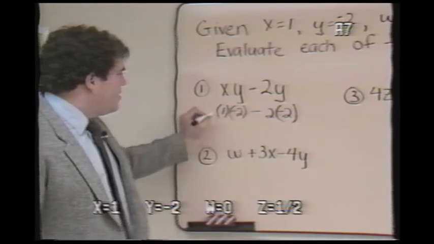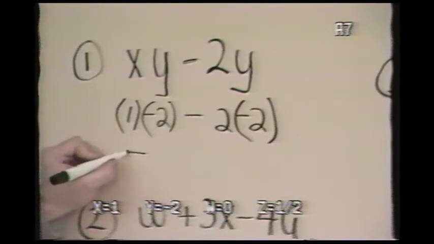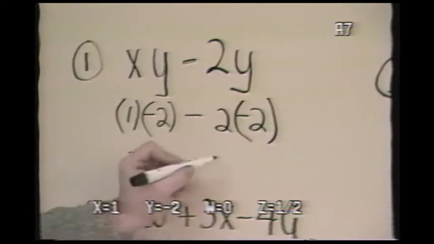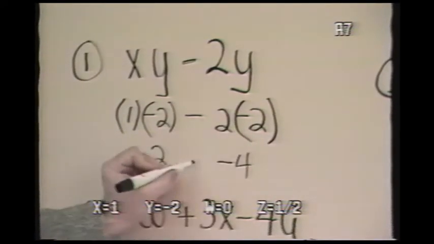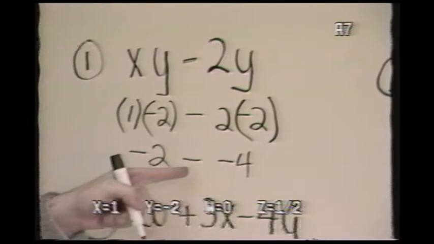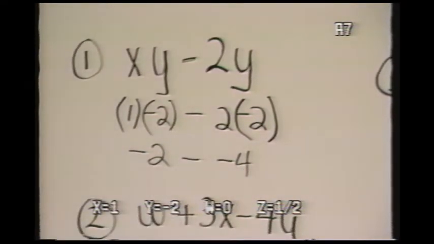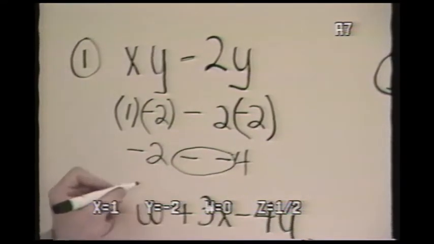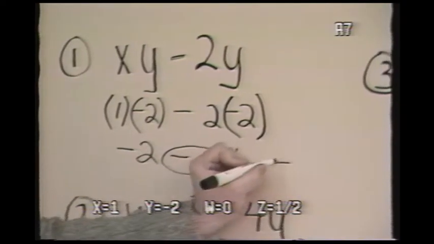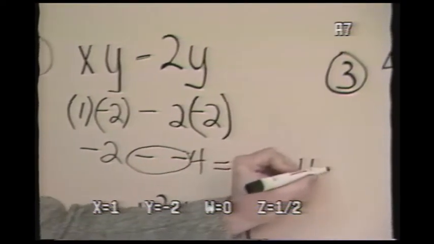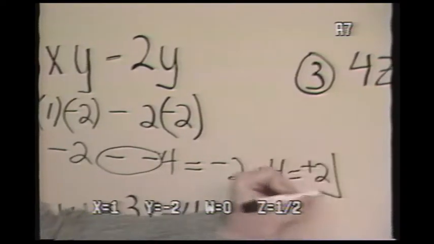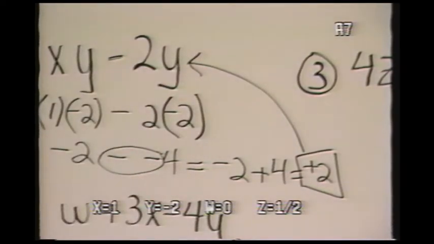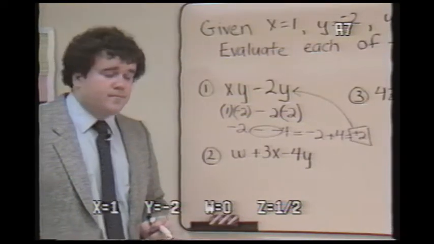What we have to do here is multiply 1 times negative 2, and that equals negative 2. And here we must multiply 2 times negative 2, and that's negative 4. So, negative 2 minus negative 4 will be my answer. Subtracting a negative is the same as adding a positive. Negative 2 plus 4 is equal to positive 2. This whole expression, xy minus 2y, is equal to positive 2.